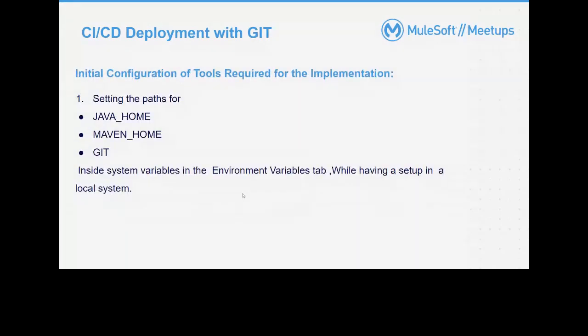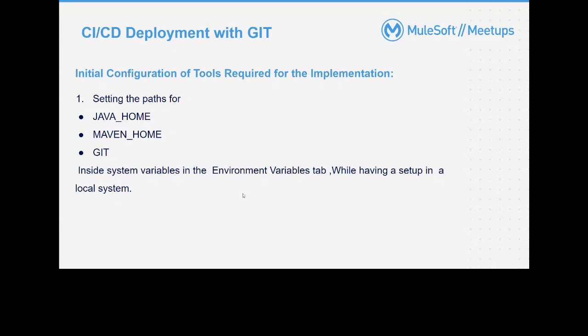The next step, if you are working on a local system, is that before the implementation you have to define some parameters. You have to set the path for Java home, Maven home, and Git inside the system variables and environment variables. But this is specific to when you're using a local system.